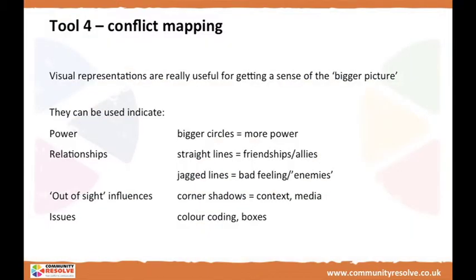Our last tool in conflict analysis, conflict mapping, also comes from overseas work with international conflict. Here, what we're trying to do is make sure that we can get a whole-page picture of what is going on. And there are many different conventions that you can use to do this. They can indicate power, can indicate relationships, you can bring in what sorts of influences that you can't see are having a bearing on the situation, and you can also think about listing and linking issues.